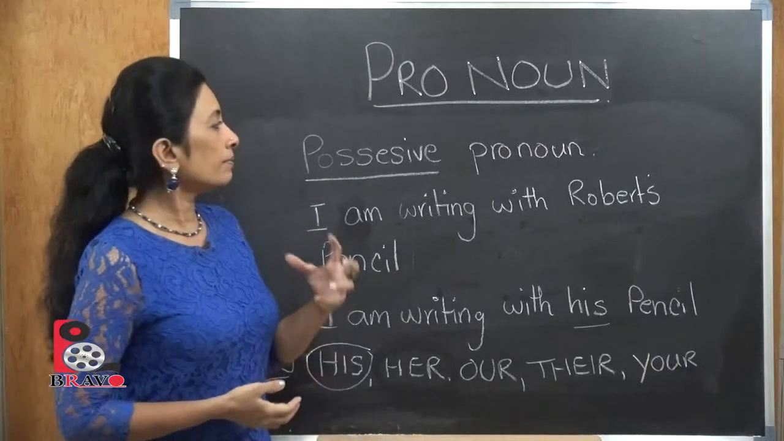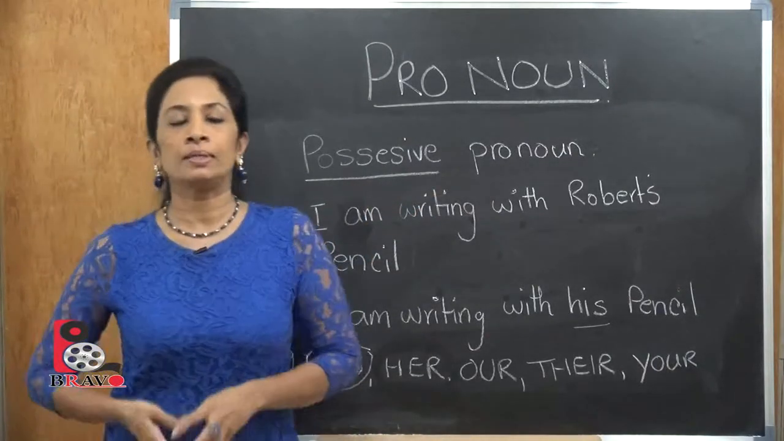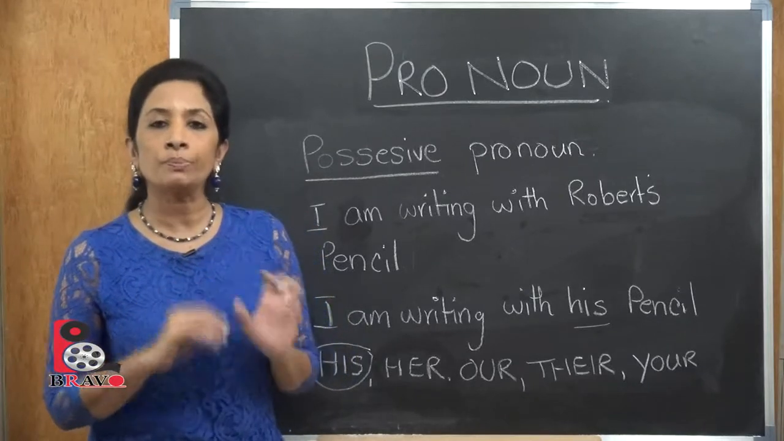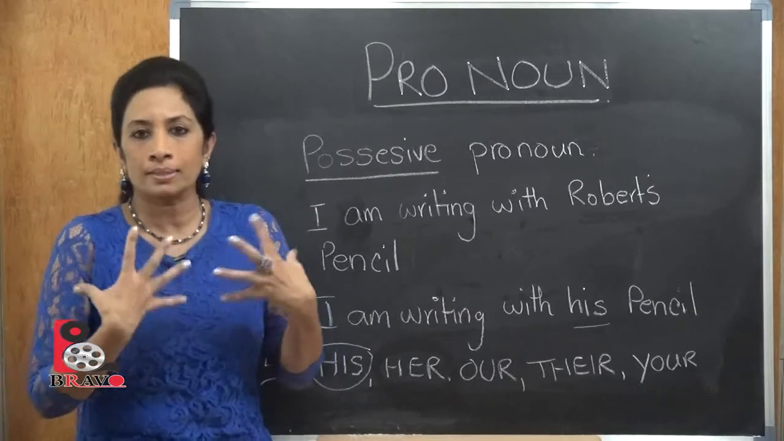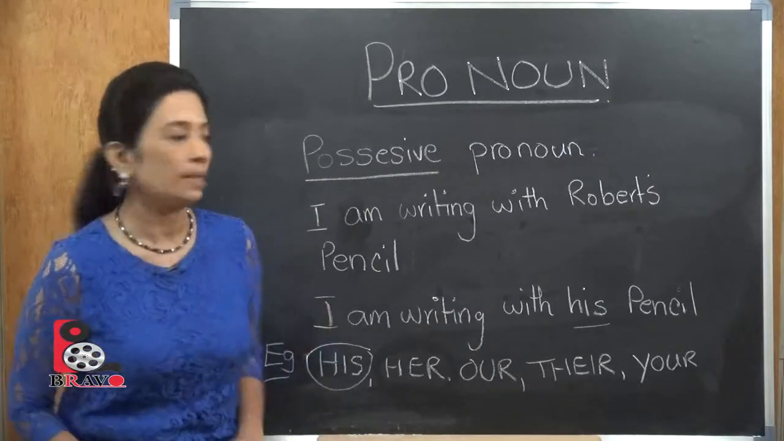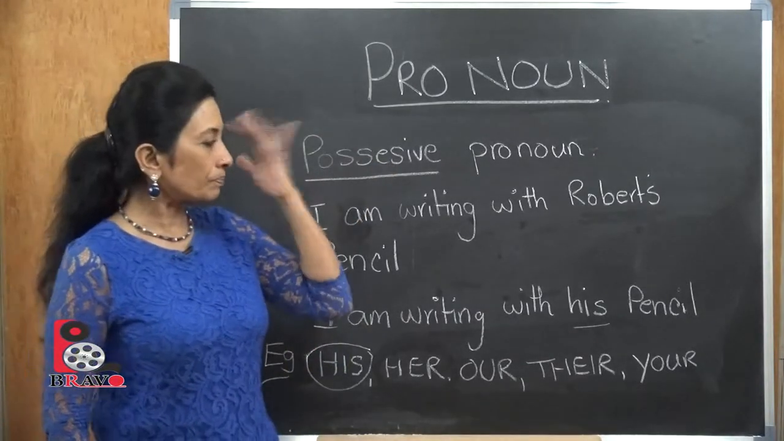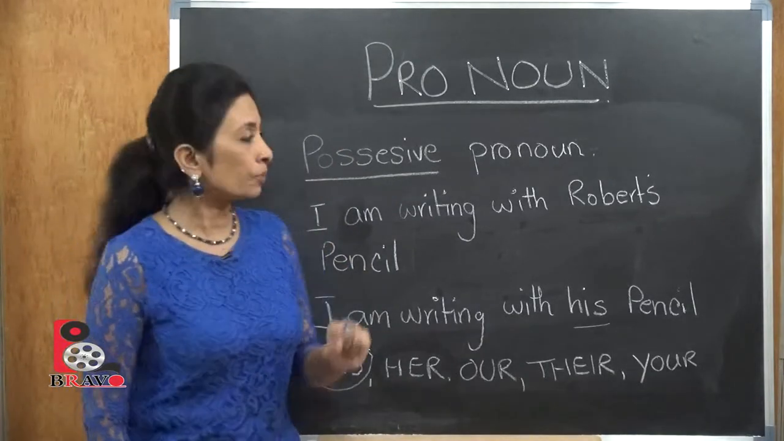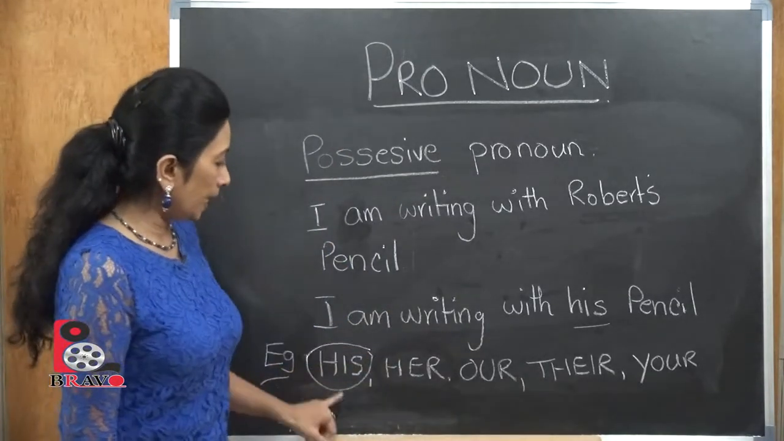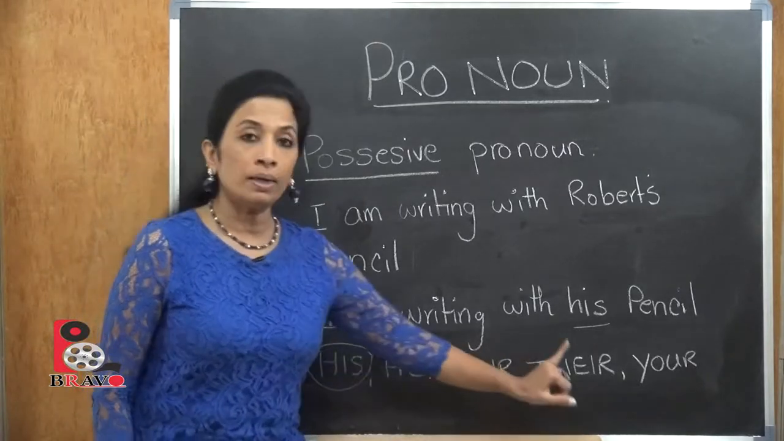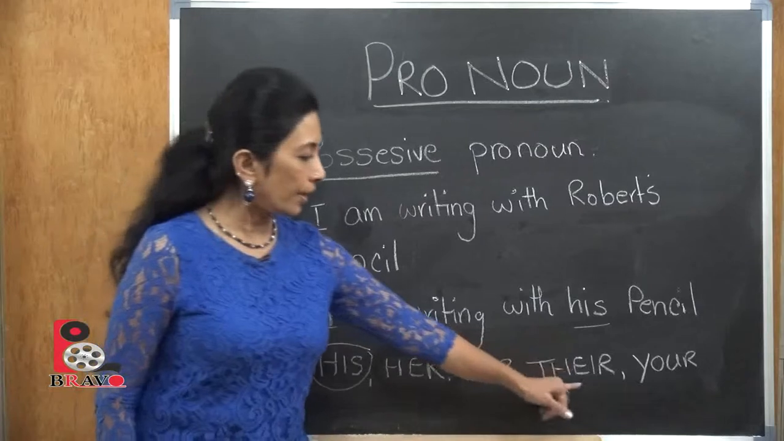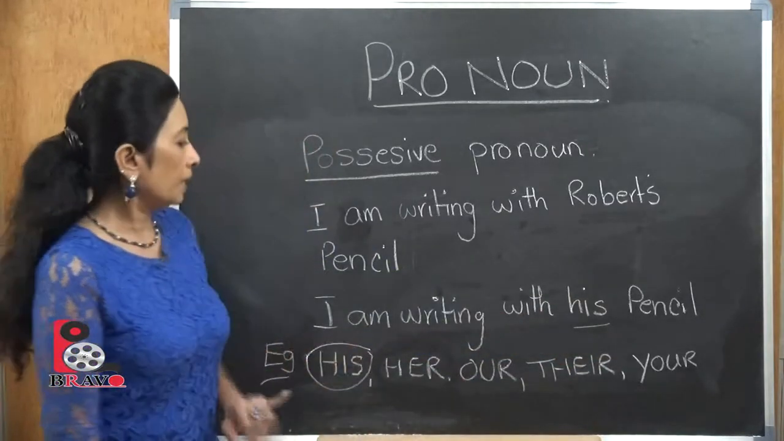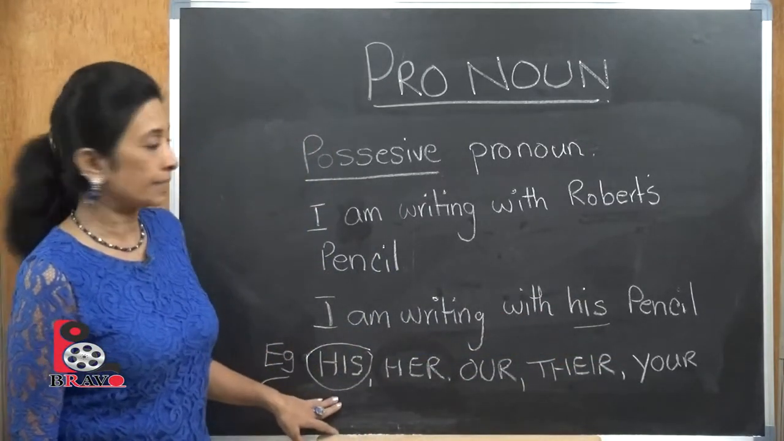Now let's look at five possessive pronouns. These possessive pronouns are within the pronoun, but it's more possessive. The word possessive means it's mine, ours, theirs. It's more personal. So here are the five possessive pronouns that I have as examples: his, her, our, their, and your. So the first one, let's take the first one, which is "his".